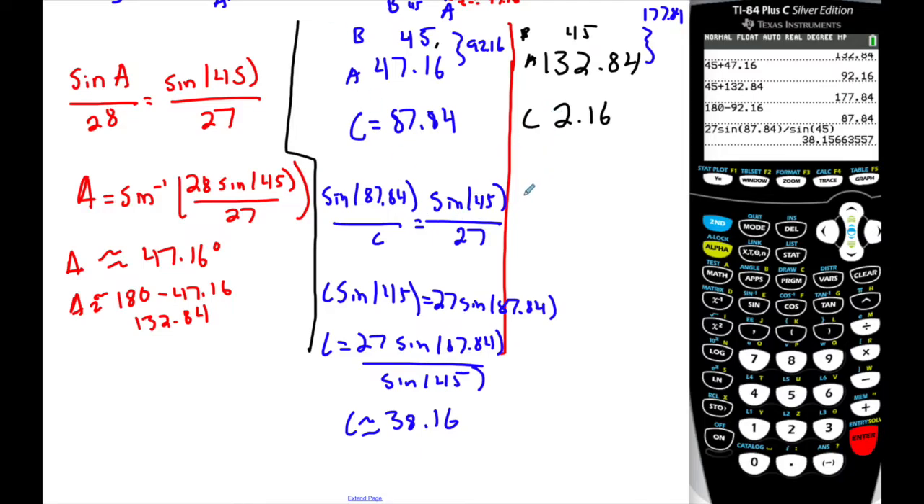So it's going to be the same setup. It's going to be similar at least. Sine, so see the difference? This is 2.16. So sine 45 over 27. So that's supposed to say 45.